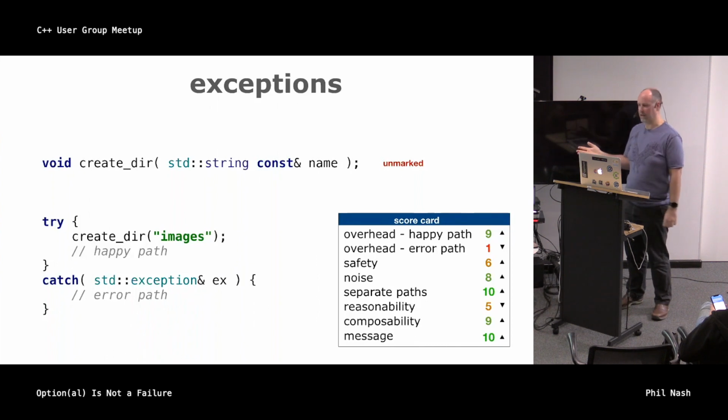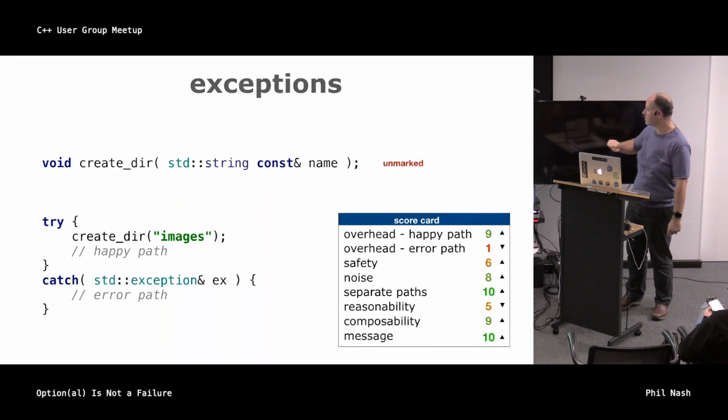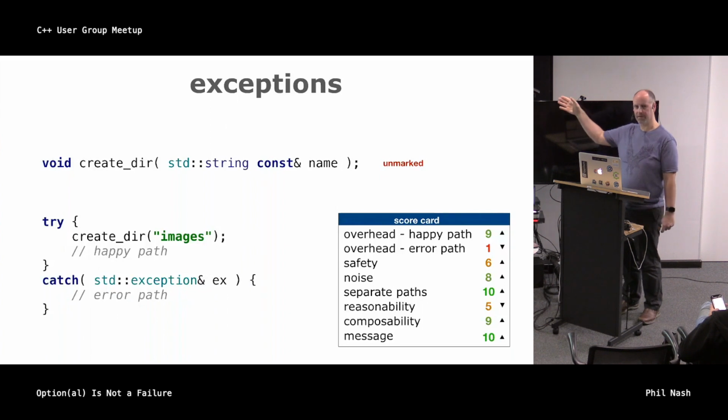So there's a lot going for exceptions, but there's a couple of big problems. Overhead on the error path, and the safety because of the unmarked propagation. And I've put reasonability down as well, again, because it's unmarked. So they're the big problems of exceptions.